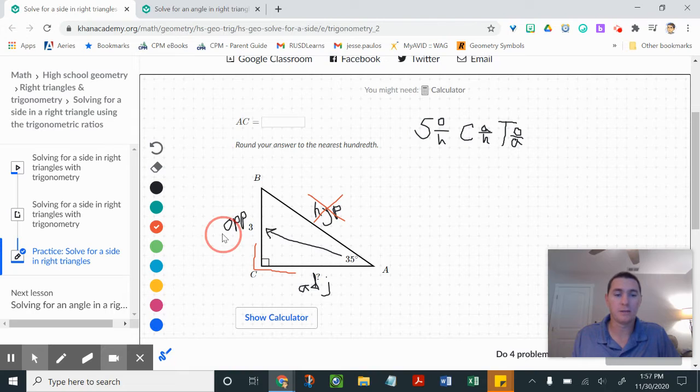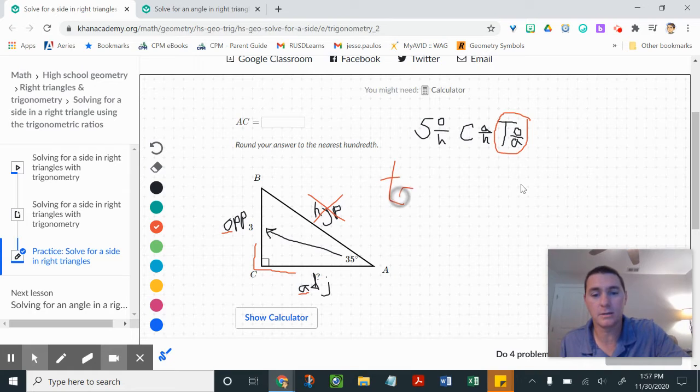So the two that we are using here are O and A, and that's how we're going to decide whether to use sine, cosine, or tangent. So I wrote SOHCAHTOA up here to help me with that. I'm using the opposite and the adjacent, the O and the A. And O and A leads me to the TOA part, the tangent ratio. So I'm going to use the tangent ratio at 35 degrees.